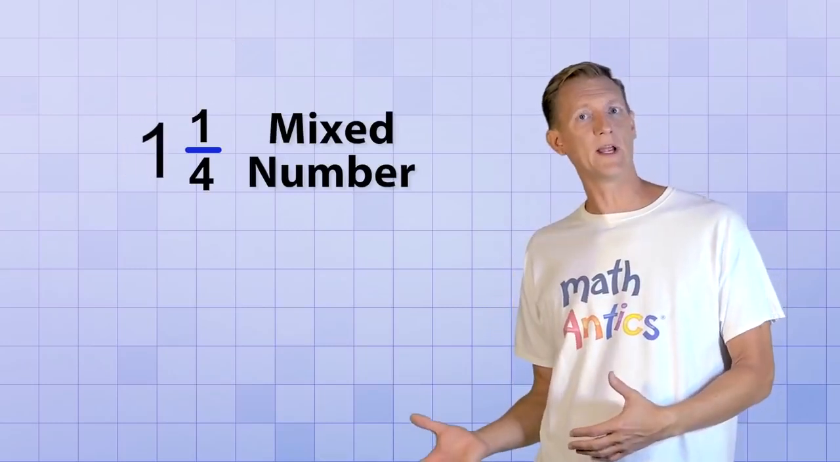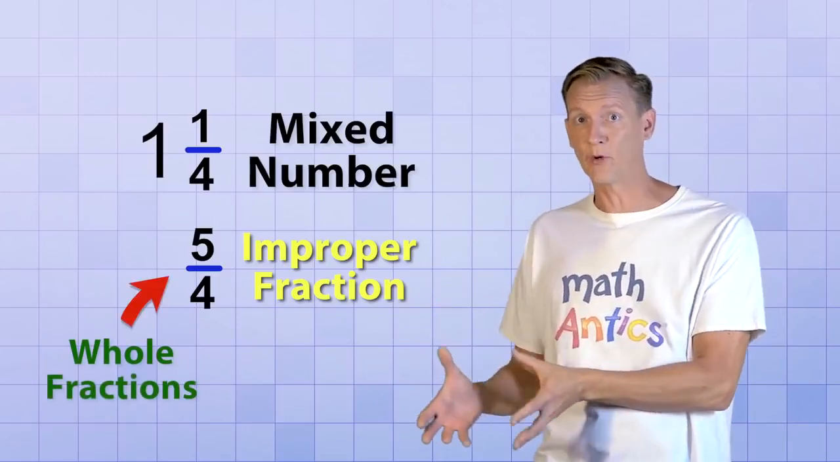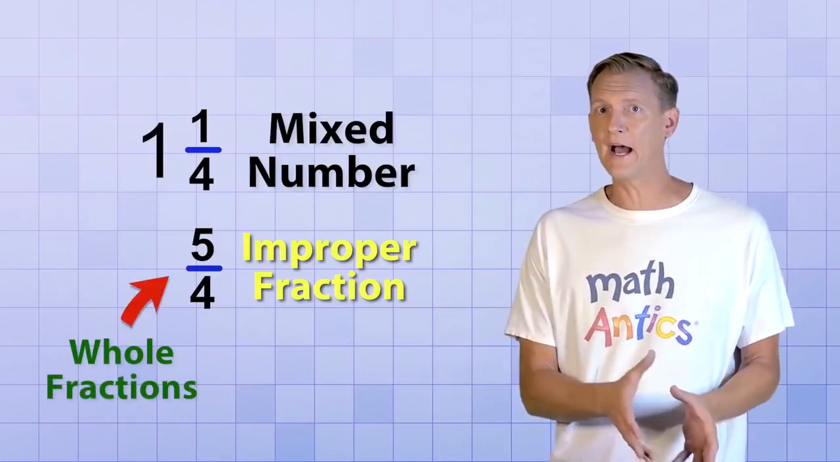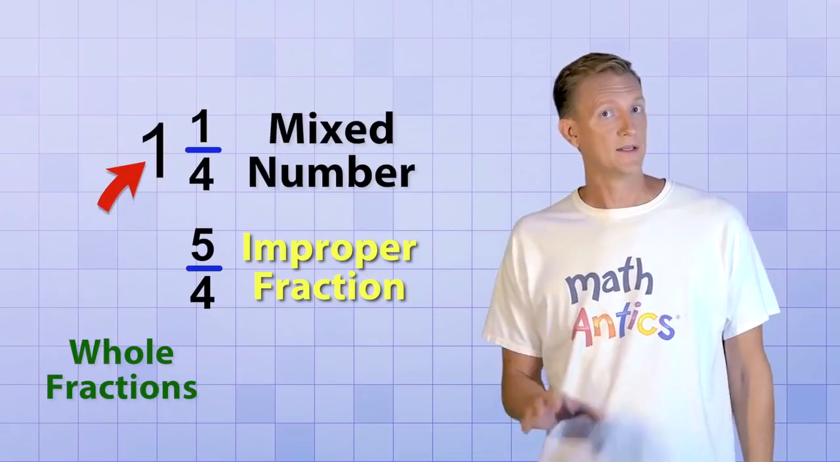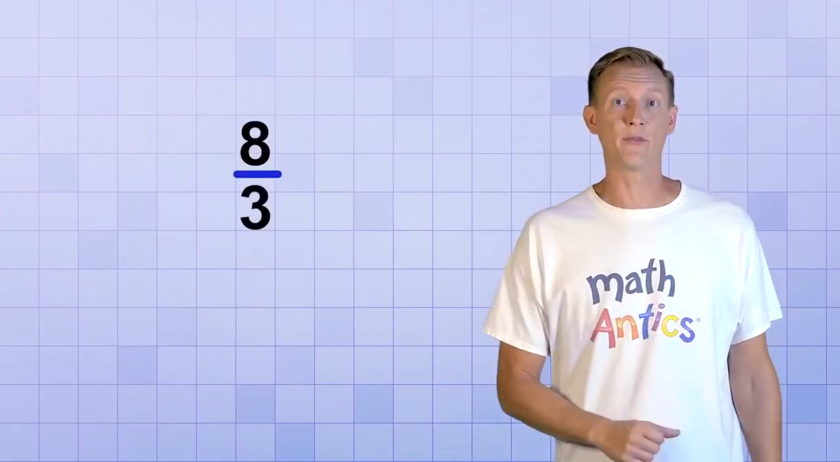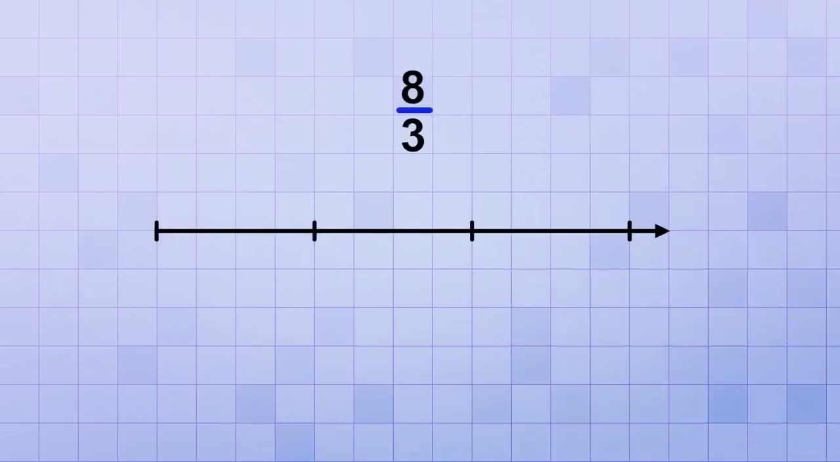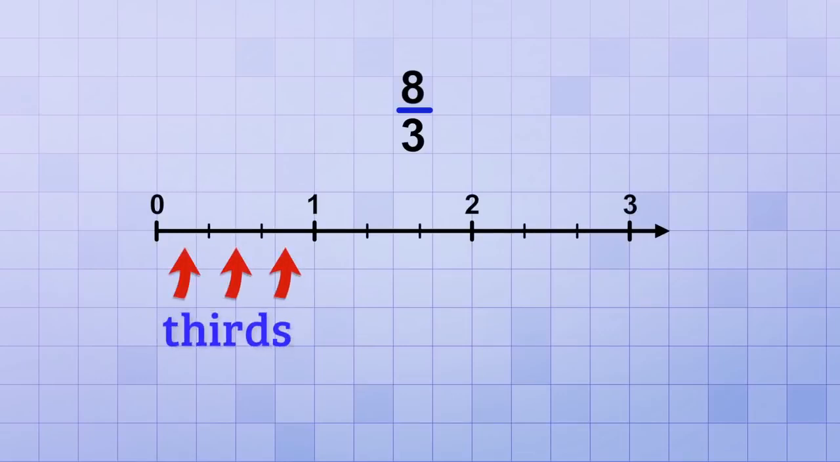It's an alternate way to write an improper fraction where all the whole fractions that are inside the improper fraction have been simplified out into a whole number. To help that sink in, let's look at another improper fraction, 8 over 3, or 8/3. We'll use the same number line that goes from 0 to 3, but this time, let's subdivide each whole number into 3 parts to make counting thirds easier.